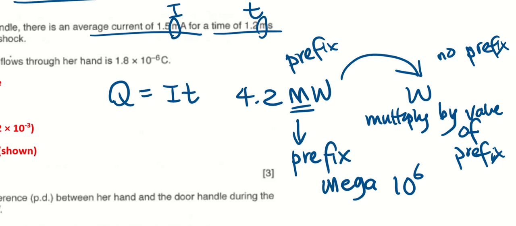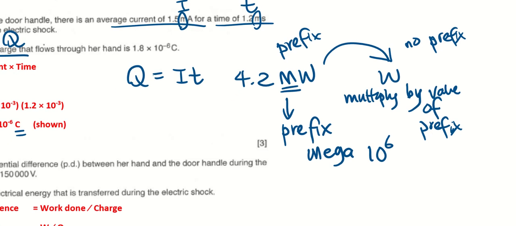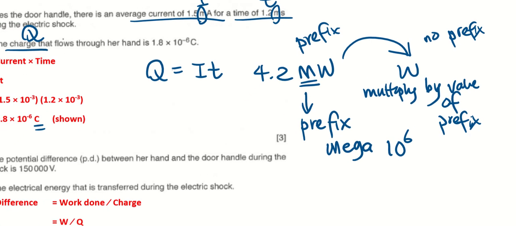Whether is it milli, which is 10 to the power minus 3, nano, 10 to the power minus 9, as long as it's from prefix to no prefix, you multiply. What if it's from no prefix to prefix? Then you divide by the value of the prefix. Okay? But first of all, you need to memorize all the values of the prefix.